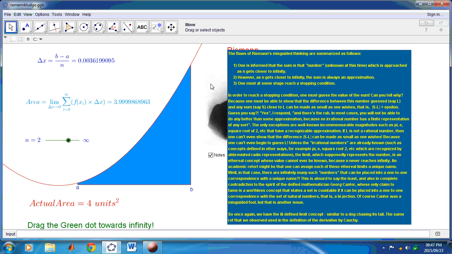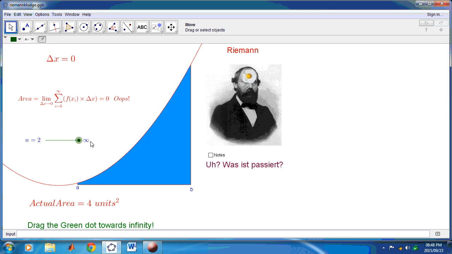So, in fact, the problem here goes way back to George Cantor, and the irony is that if we follow what George Cantor developed as his main ideas and thoughts about infinity, we'll always end up with the same kind of problem. And we have, again, the same ill-defined limit concept, which is similar to a dog chasing its tail. So really, what we have here is the same problem as we do in the Cauchy derivative definition.